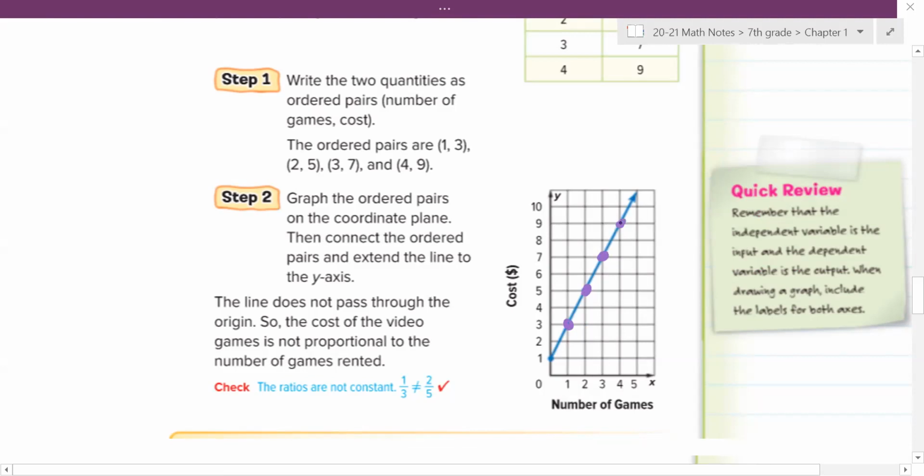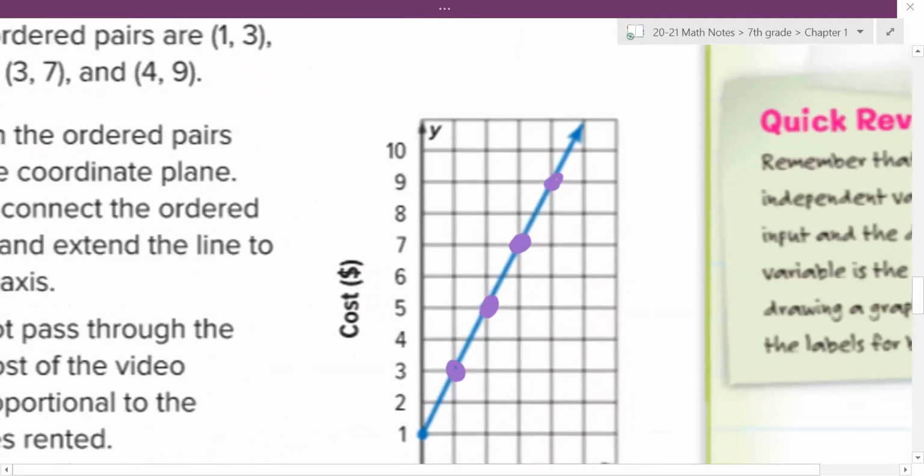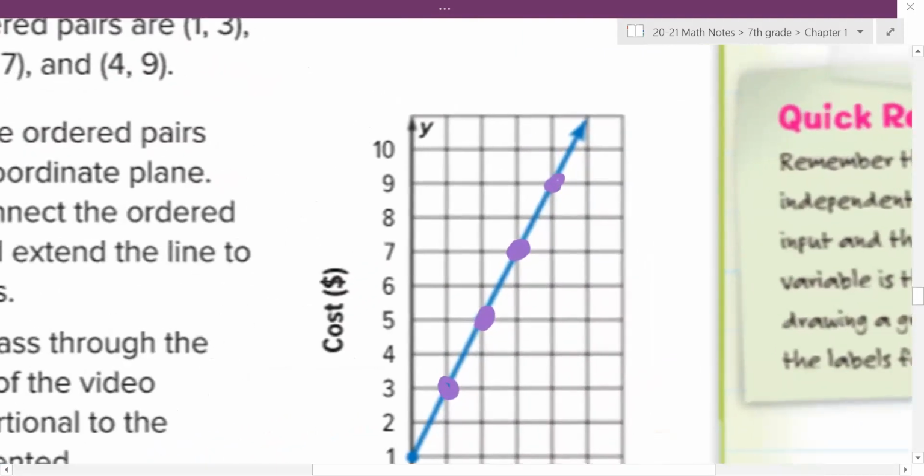Then I'm going to connect them. I'm just going over the blue line that they have available. And once again, this won't be perfect. That was really bad, actually. Let's see if I can make it bigger. Better?